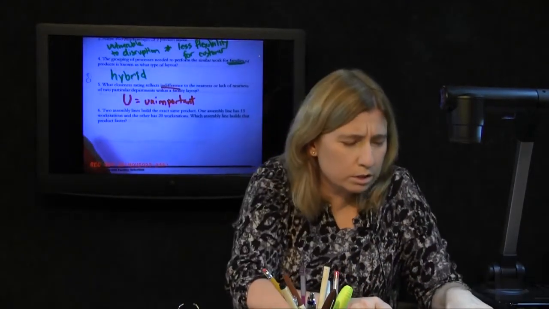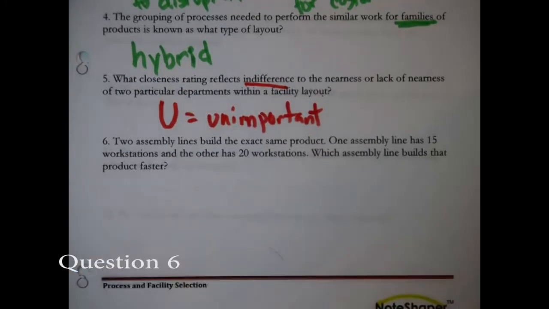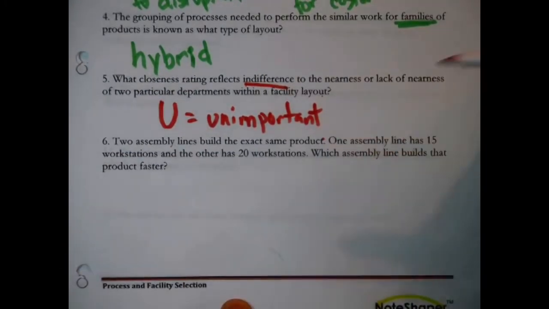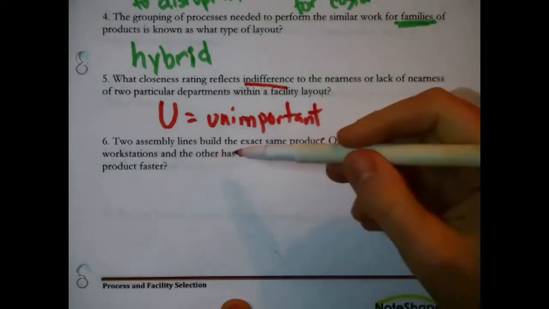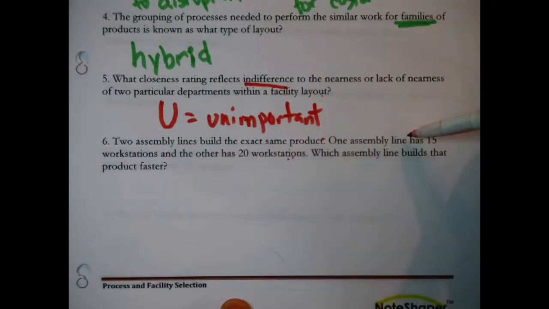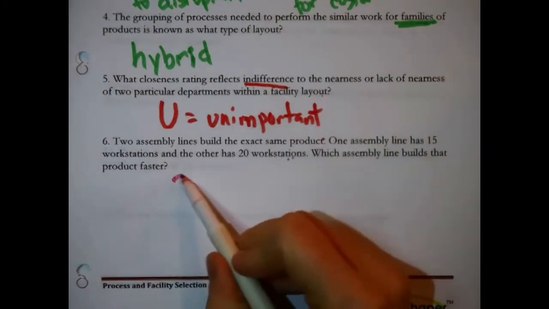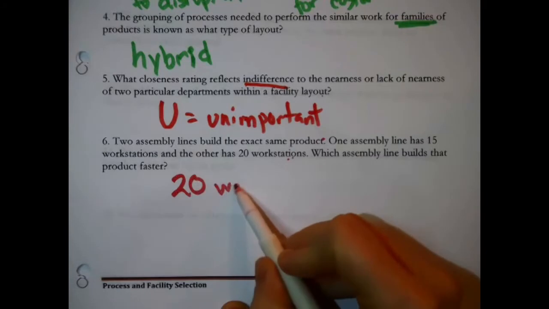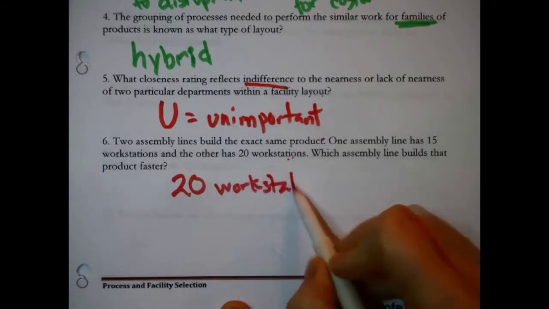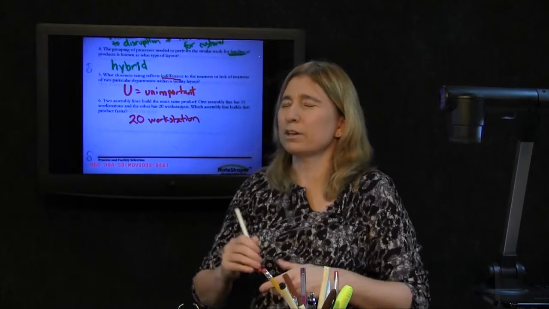Okay, next question. 2 assembly lines build the exact same product. All right, that's interesting. One assembly line has 15 workstations and the other one has 20. Okay, so one of them is longer than the other. Which assembly line builds the product faster? That would be the 20 workstation assembly line. And it pays to pay attention to that, because you're probably thinking, what?